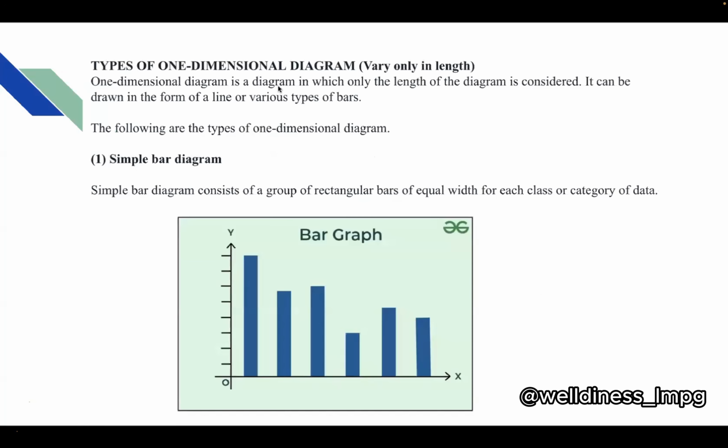So now, types of one-dimensional diagram. That's the diagrams that vary only in length. A one-dimensional diagram is a diagram in which only the length of the diagram is considered. It can be drawn in the form of a line or various types of bars. The following are types of one-dimensional diagram. 1, we have the simple bar diagram. A simple bar diagram consists of a group of rectangular bars of equal width for each class or category of data. This is an example of a simple bar diagram under one-dimensional diagram.